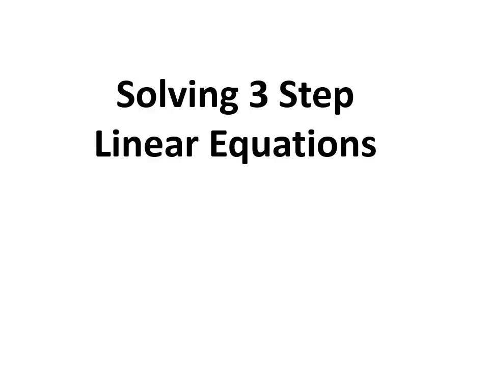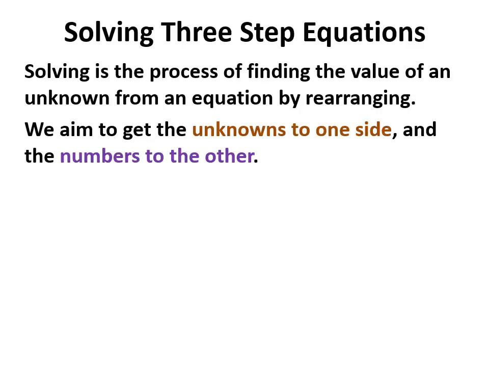So here we're doing the hardest of the solves that we might do at 9 and 10 if they're linear. And in this case, we are going to do 3-step ones. So the process is pretty similar to 2-step ones. We want to get the unknowns to one side and numbers to the other.